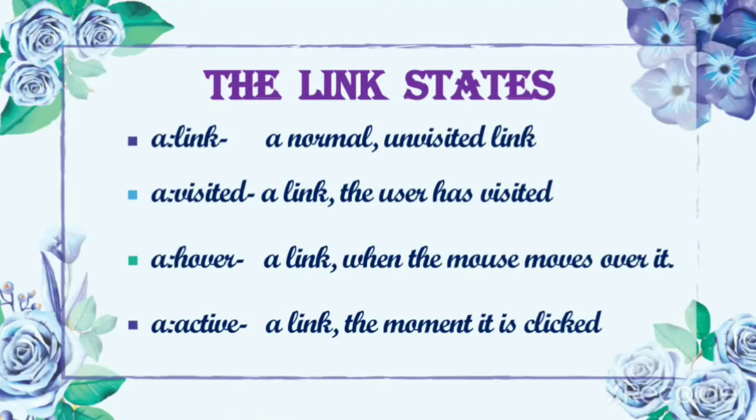The first state that we have is a link. That means it is a normal unvisited link, which generally appears blue in color. When we click on this link, it will take us to another page. Next is visited. This link shows that the user has visited it. Generally, when we click on a link, it is first blue, and after we click on it, it turns purple.